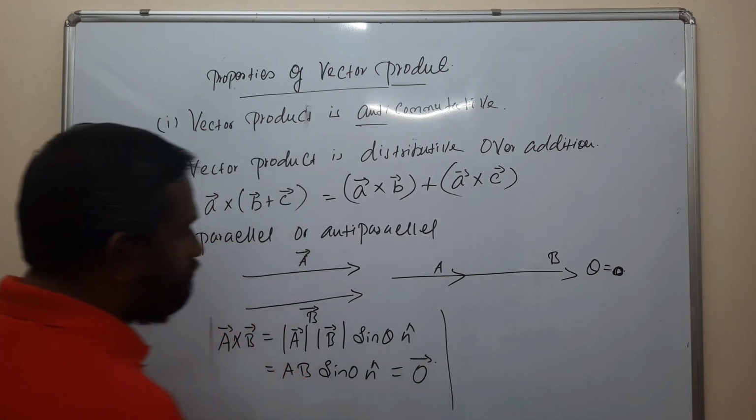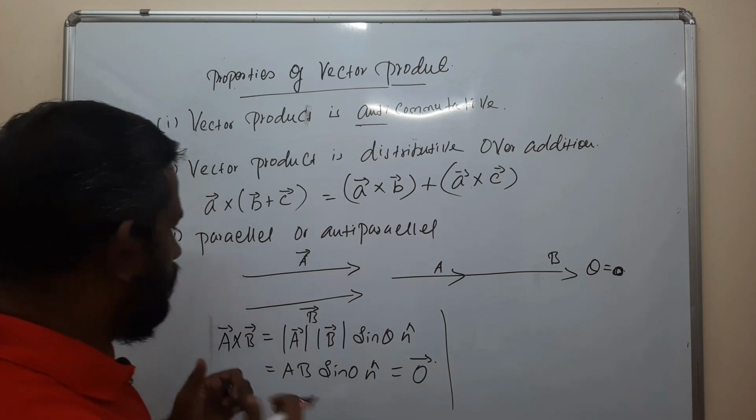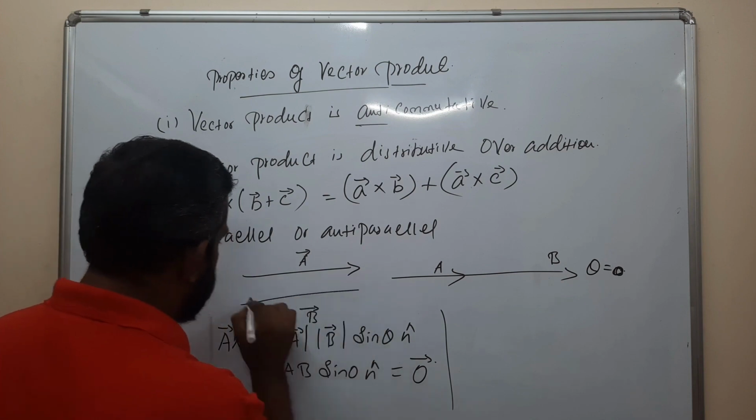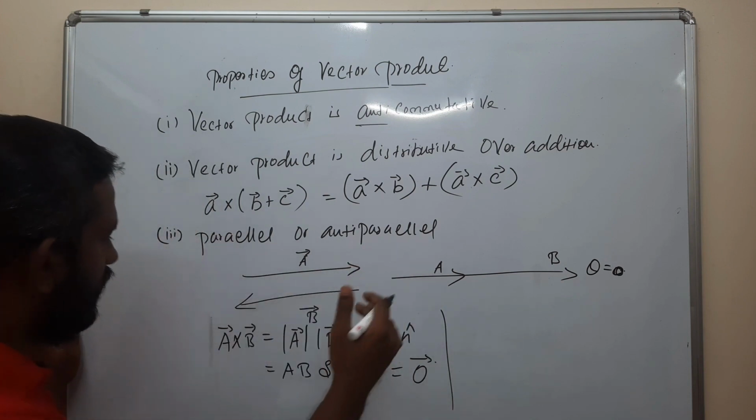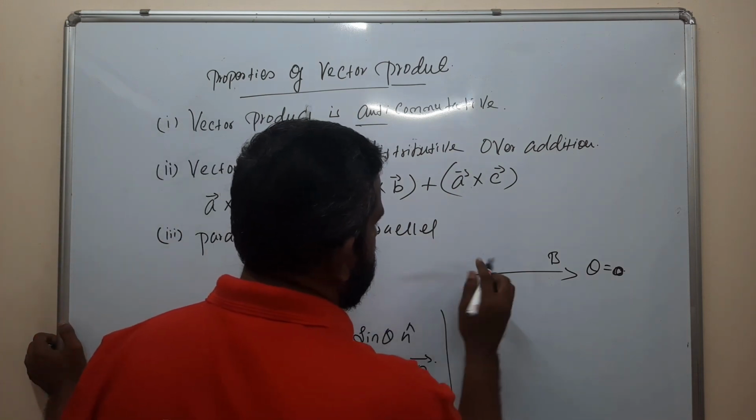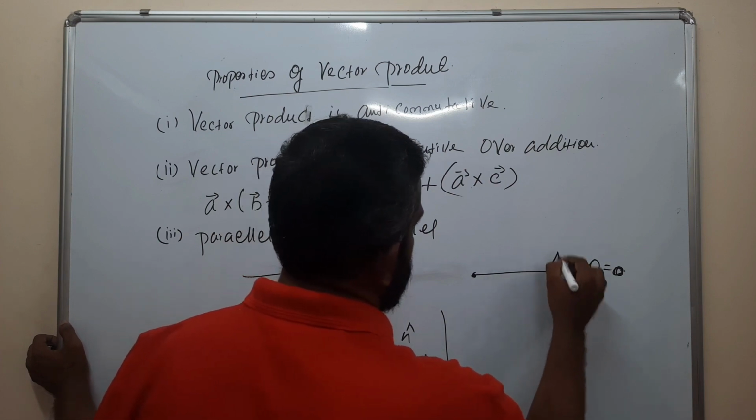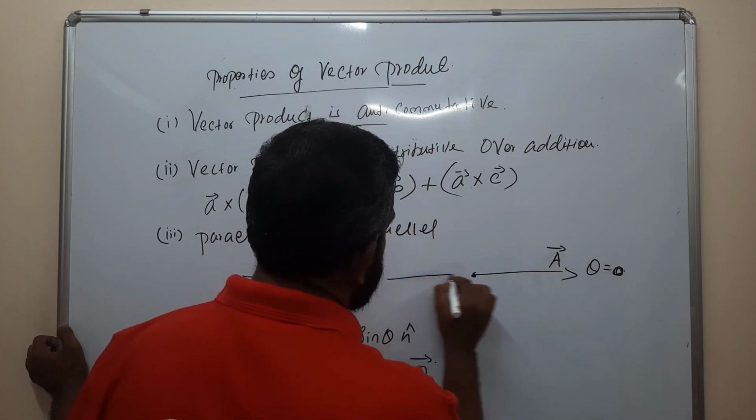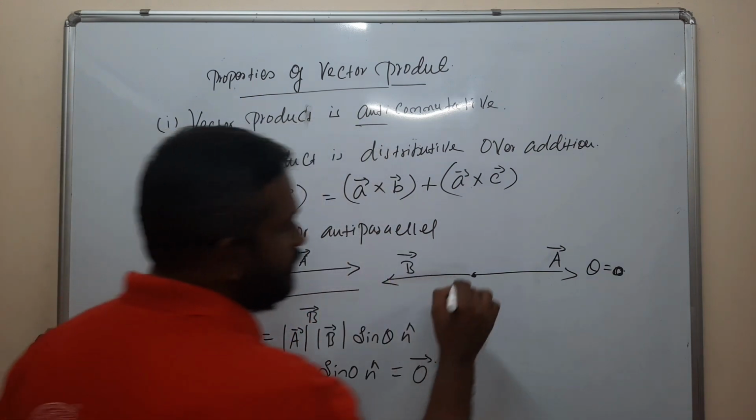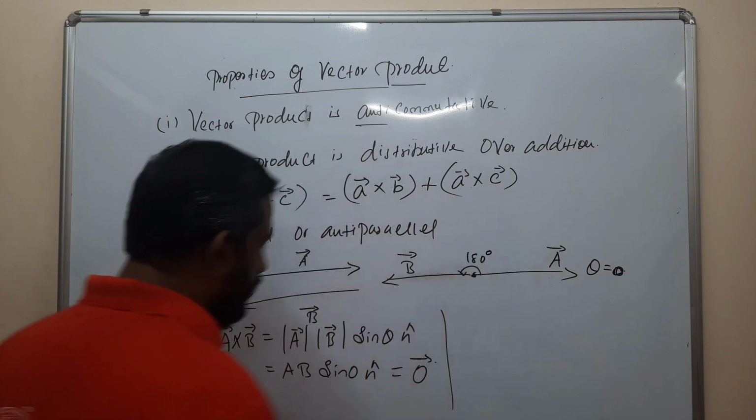Now suppose two vectors are anti-parallel. Anti-parallel means one vector is acting in this direction and another vector is acting in the opposite direction. This is the origin, A vector, and another vector acting in the opposite direction is B vector. What is the angle between these two vectors? That is 180 degrees.